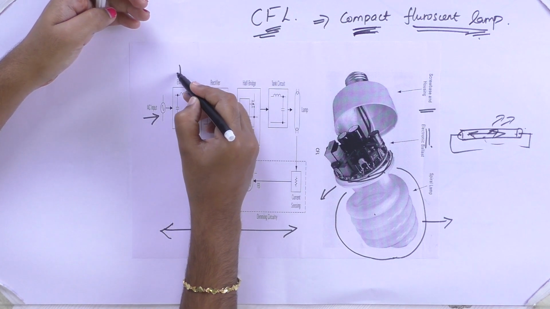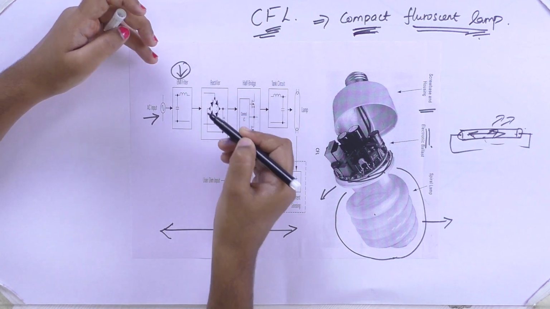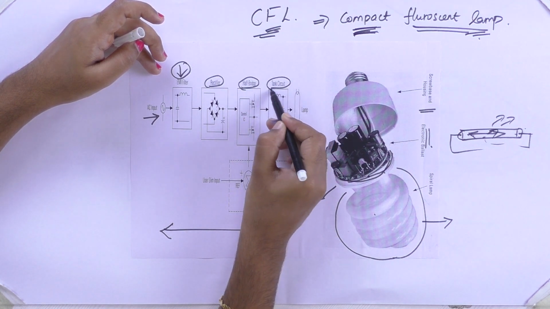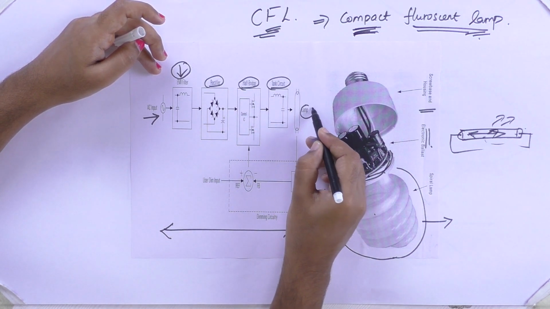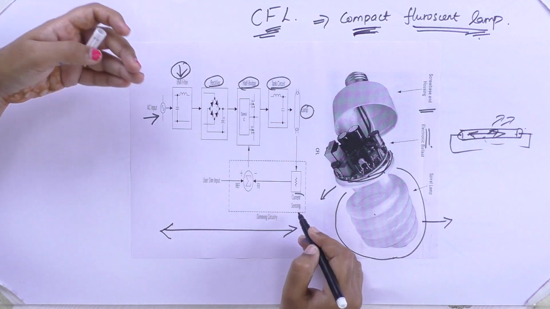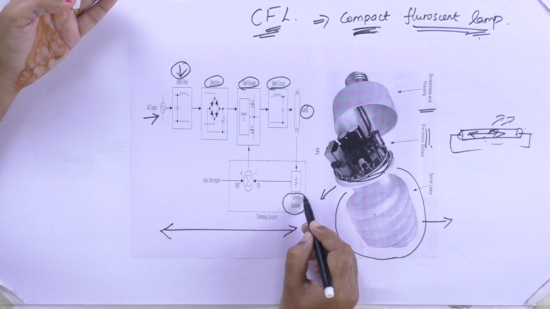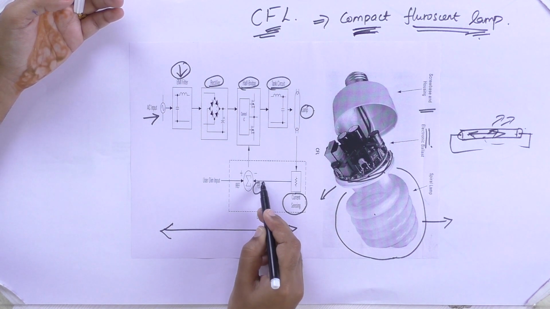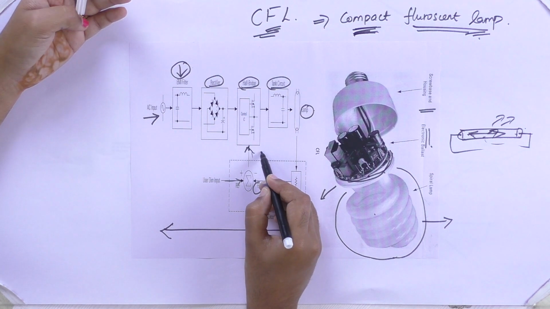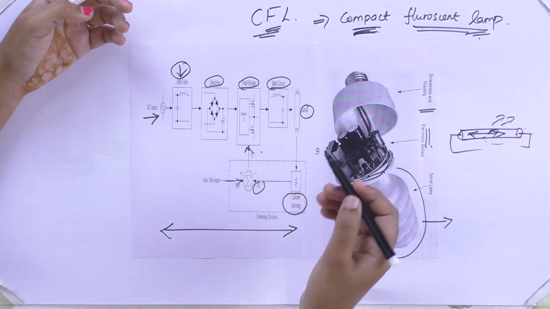There will be an electromagnetic shielding filter, a rectifier unit, a half bridge circuit, a tank circuit, a resonance circuit, and the tube lamp. From there, there will also be a dimming control circuitry and a current sensing unit, and that will be given as a feedback, and this reference will be given to the input for supplying the current.